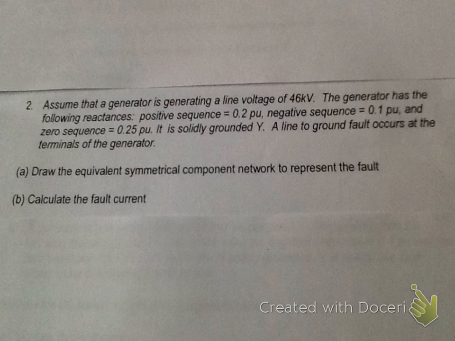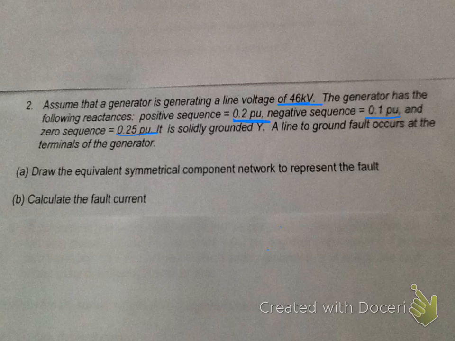Okay, this question is about a line to ground fault, and we have to draw the equivalent symmetrical component network to represent the fault, and we have to calculate the fault current. So the first part to look into is that we are given the generator voltage as the line voltage, and then we are given the reactances in per unit. Now they all have to be in the same units, so what we have to do is convert the line voltage to its per unit value.